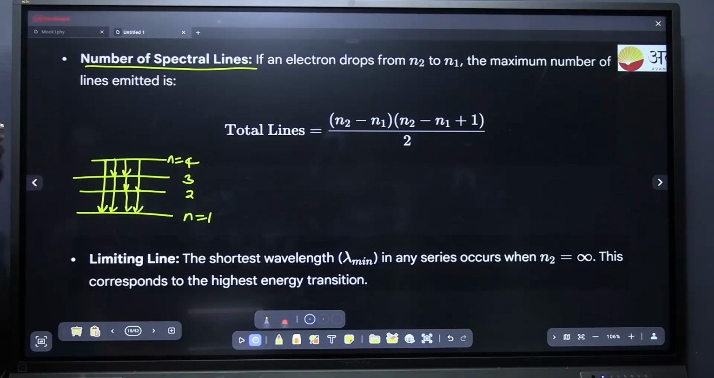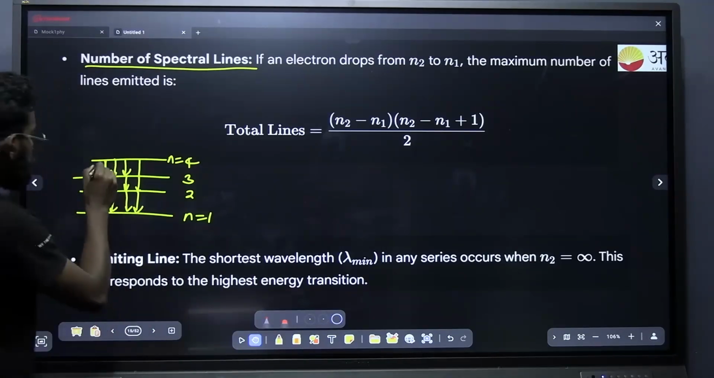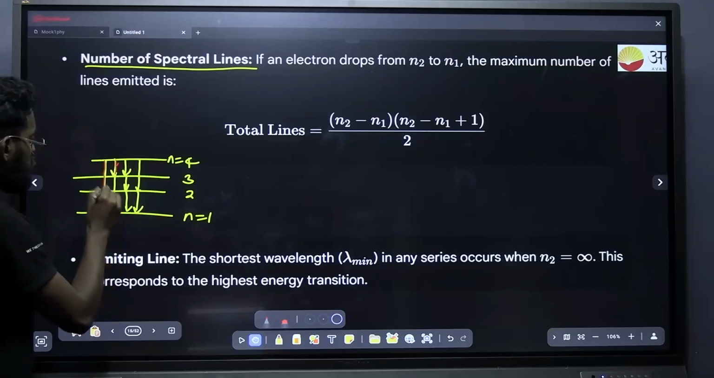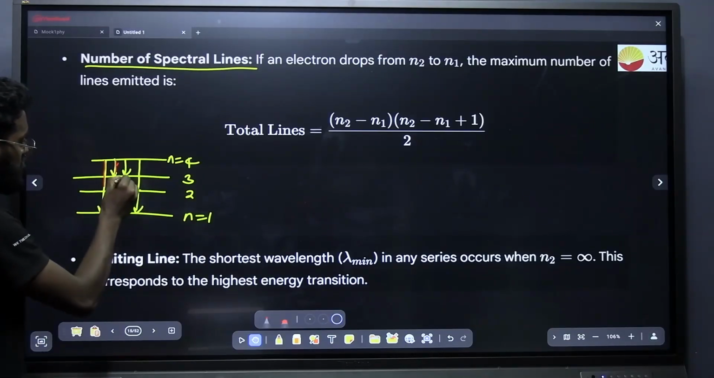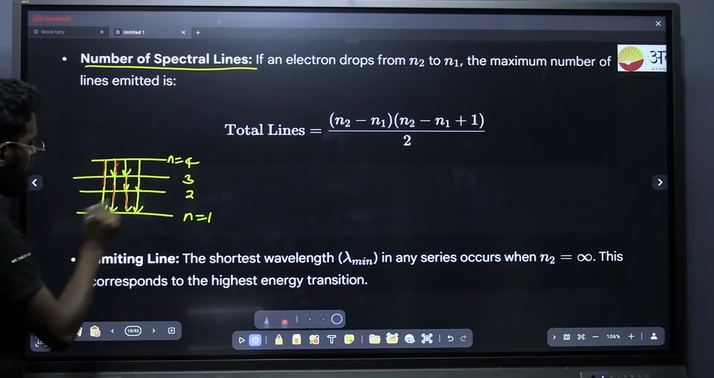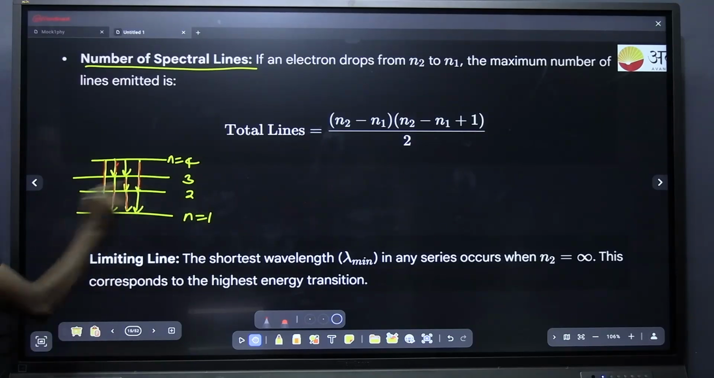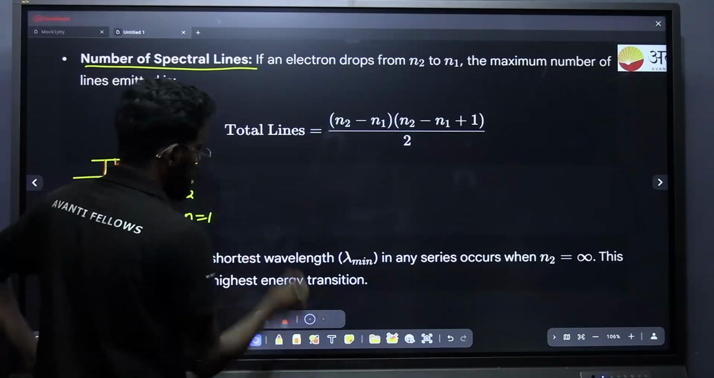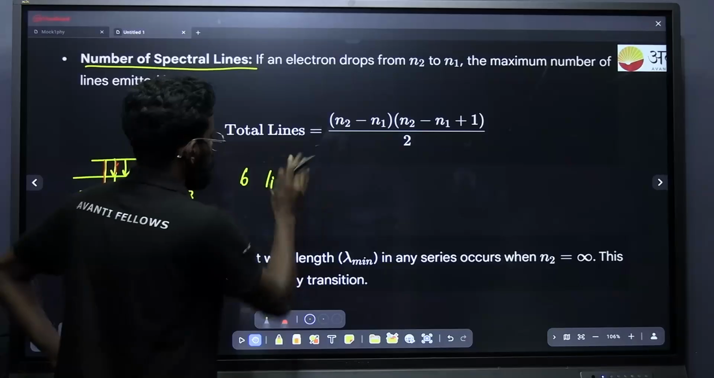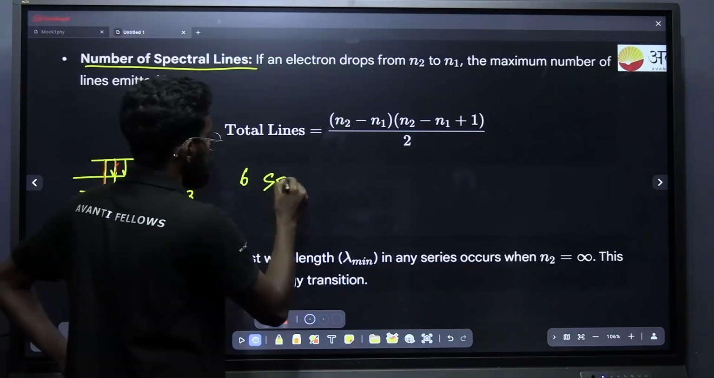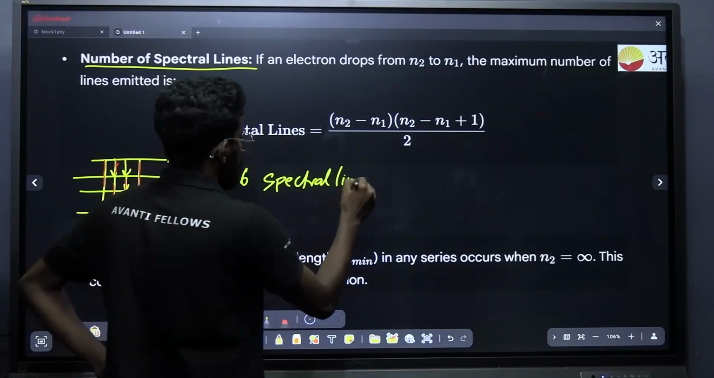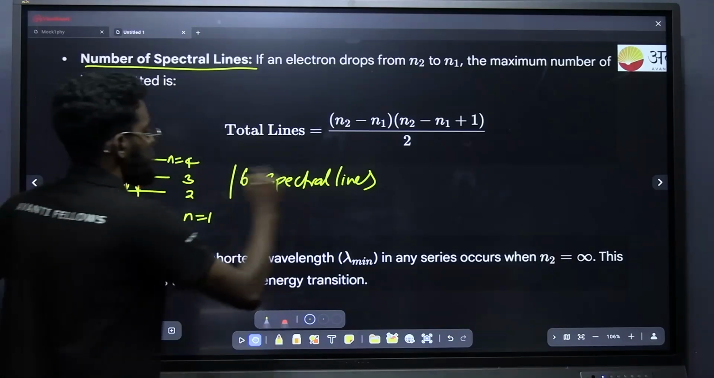These are the different possibilities in which a radiation can transit from n is equal to 4 to n is equal to 1. Right. Now how many transitions are there? You can see, there is 1, then 2, 3. These two are repeating. So 4, then 5, then 6. You can see total 6 lines are there. There are 6 spectral lines.